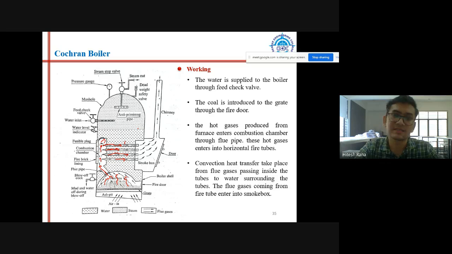And we all know that density of steam is lower as compared to water. Okay, so steam will be flowing on top. You can say steam will be floating on top of the boiler shell. And after passing the heat to the water, these flue gases will go into the smoke box.